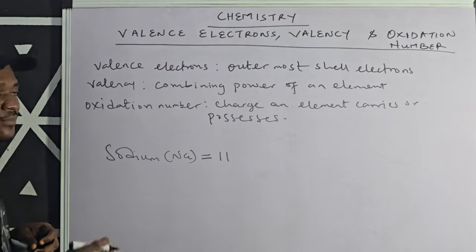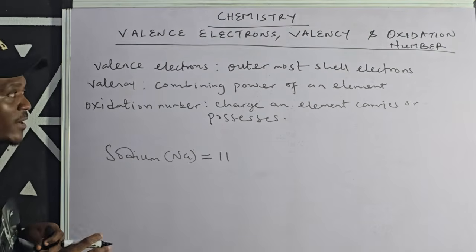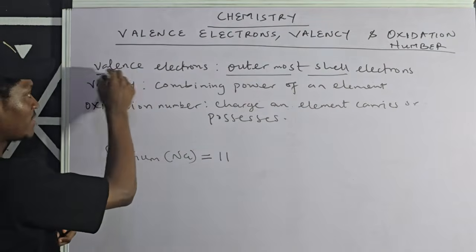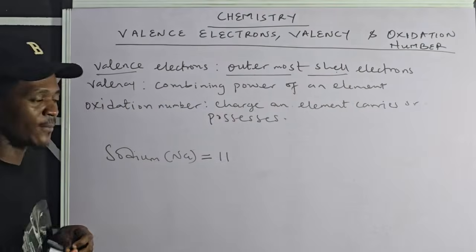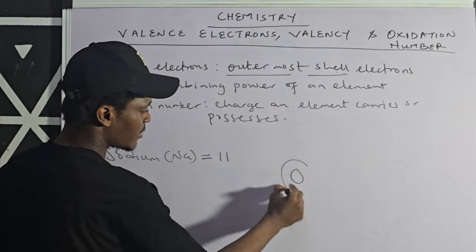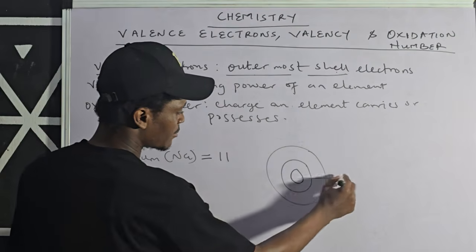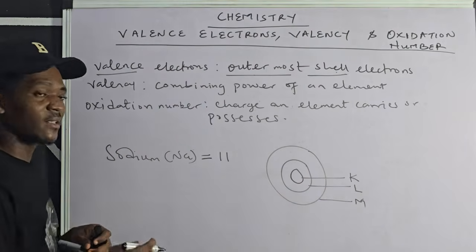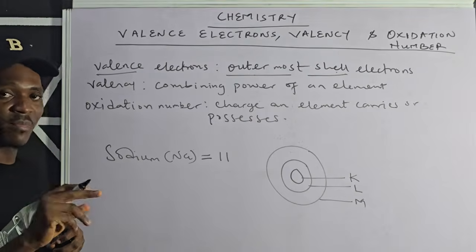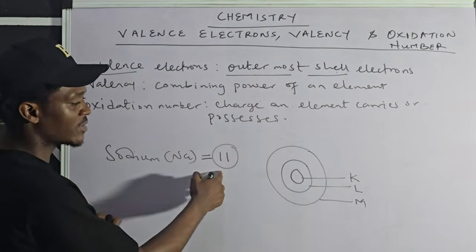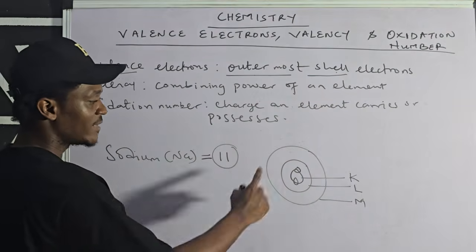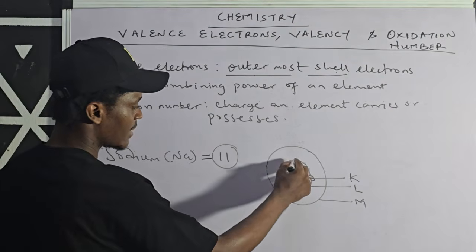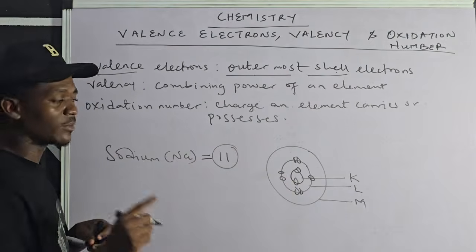Now, considering it to be 11, let's focus on the valence electrons first. Remember, valence electrons means what? Outermost shell electrons. In fact, the word valence in this context means outermost shell. The first shell here is the K shell, this is L, this is M, and it continues. The K shell takes a maximum of just 2 electrons. Since we are dealing with 11 electrons here, I put 2 in the K shell, while the next shell, the L shell, takes a maximum of 8 electrons. So I put 8 electrons. I'm still left with 1 because I've just filled 10.